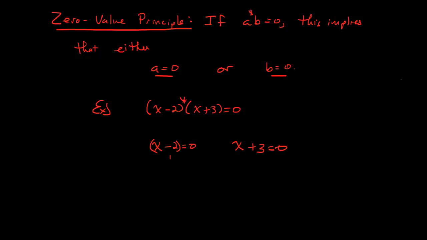Now we can go ahead and add 2 on both sides, so we get x equals positive 2, and then we can subtract 3 on both sides, and over here we're going to get x equals negative 3.